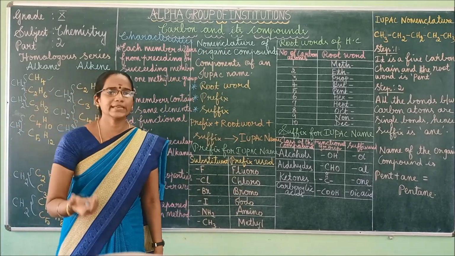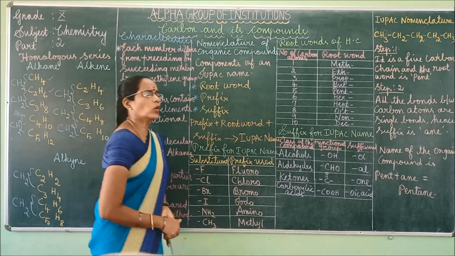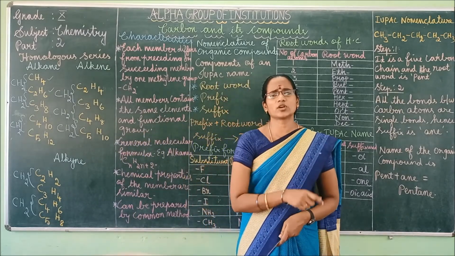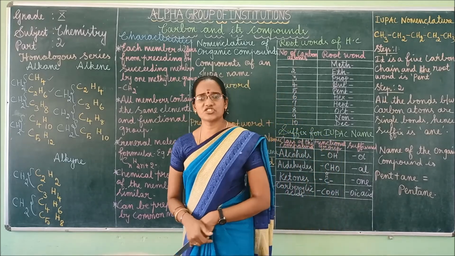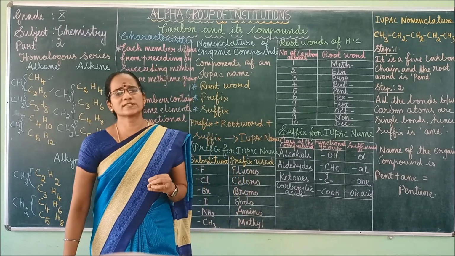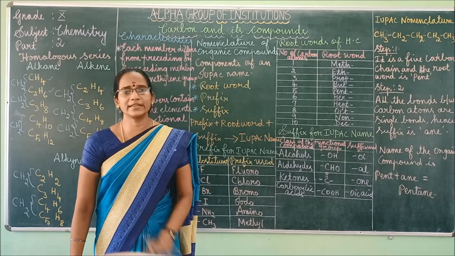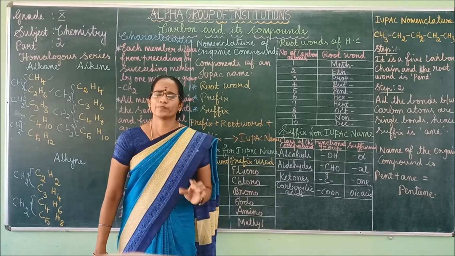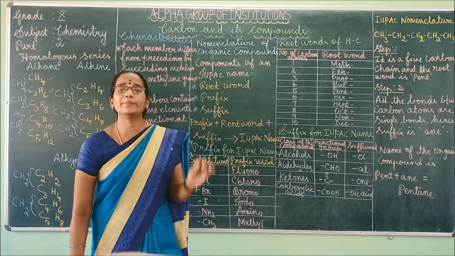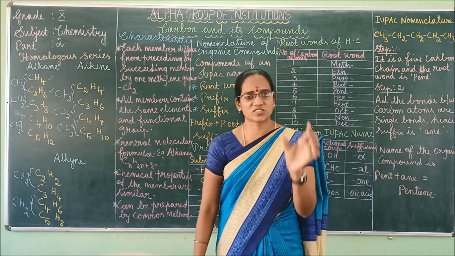Nomenclature means naming things. In olden days, the names of organic compounds were based on the natural things from which they were obtained. After that, organic compounds were synthesized from sources other than natural ones. So scientists framed a systematic method of naming organic compounds based on their structures.